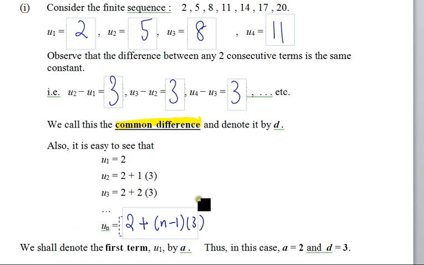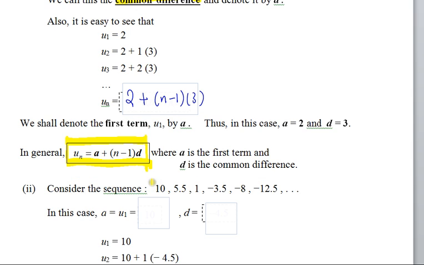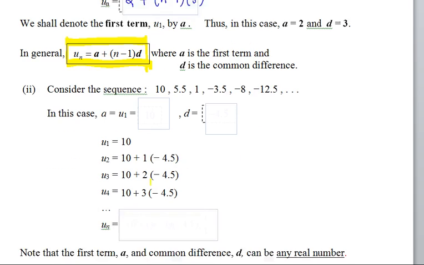Therefore, this is the general formula for the nth term of an AP, where a is the first term, d is the common difference. This one also works so easy.